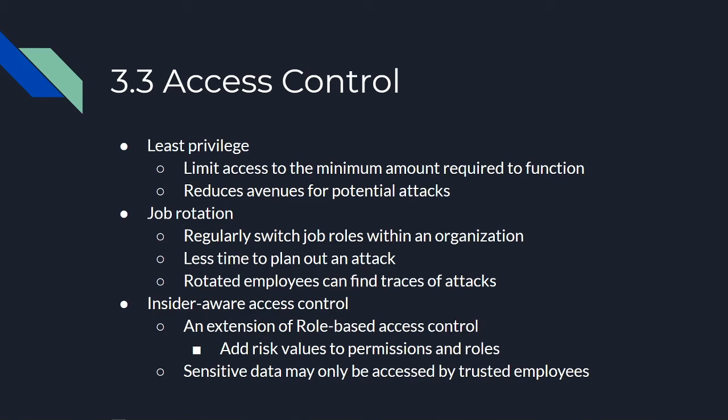As Craig mentioned earlier, 80% of insider attacks are premeditated. And by rotating the employees often, you can find traces of someone planning an attack or an attack that has already happened. And the last one is insider aware access control. It's an extension to role based access control. Add risk values to permissions and roles. It sort of is like that weight graph for the indicators, but more on the data side. So you know which data is more likely to be targeted. You can put that data with more trusted employees versus a new hire, and thus you can know what to look out for and what is more likely to be targeted by an insider.